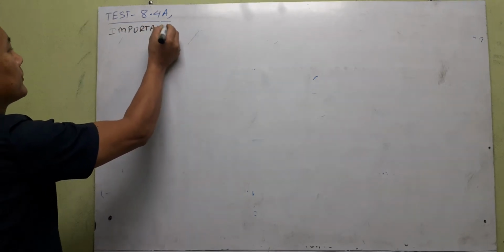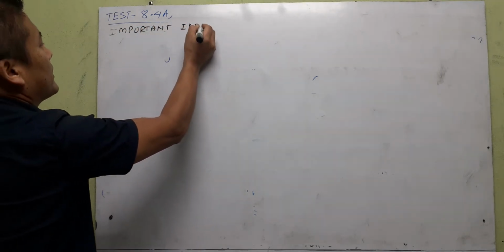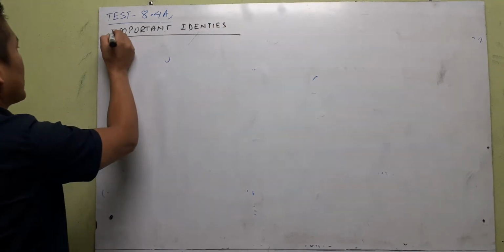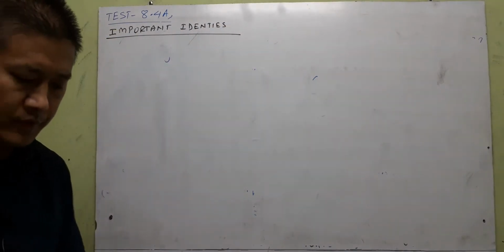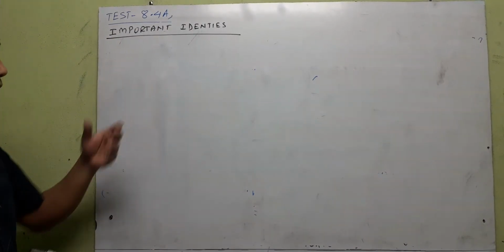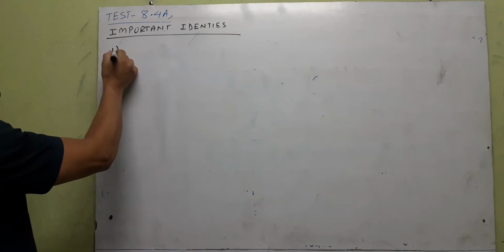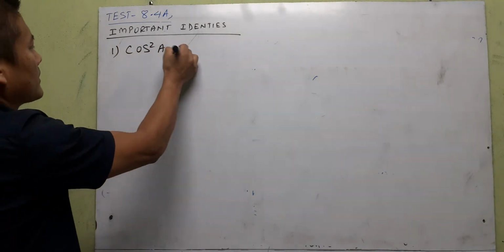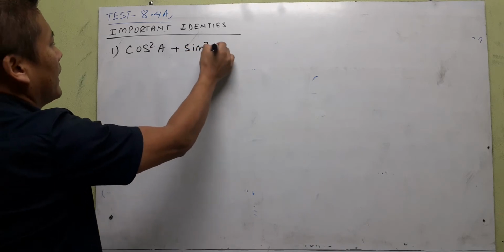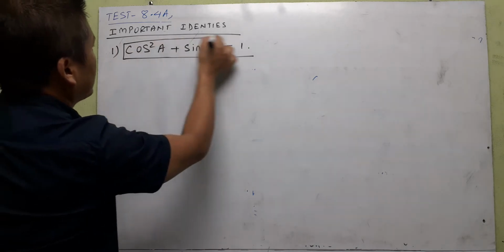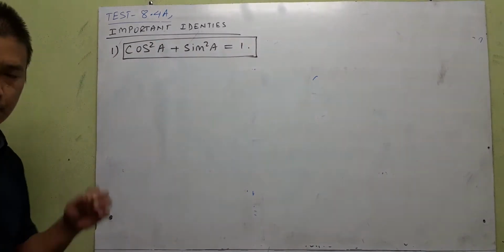Important identities. That means you need to memorize these things in order to solve the next exercise. So there are three basic identities, out of which more are derived. The first one is, write down, just now we did it, cos square a plus sine square a equal to 1. This is one main identity in this exercise, so you can box it, okay?